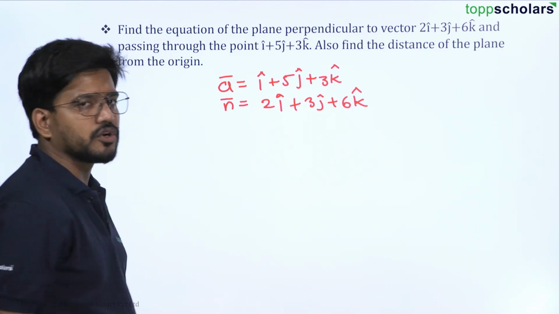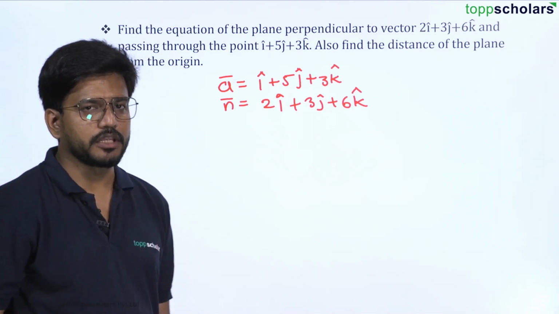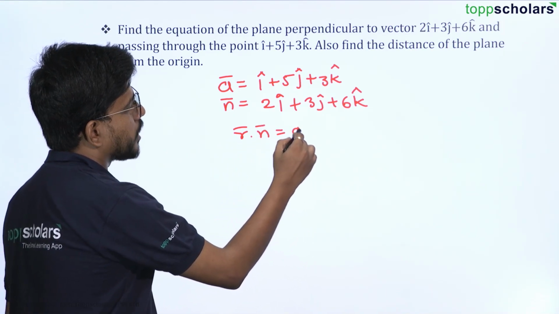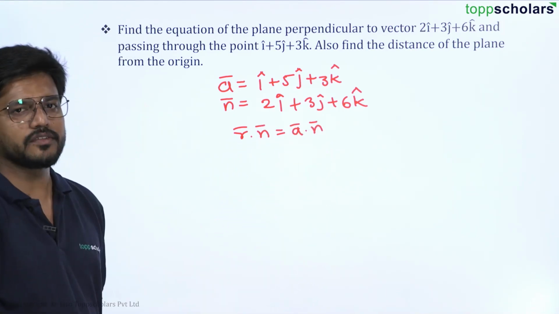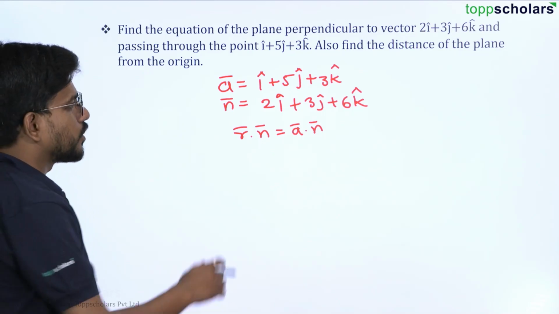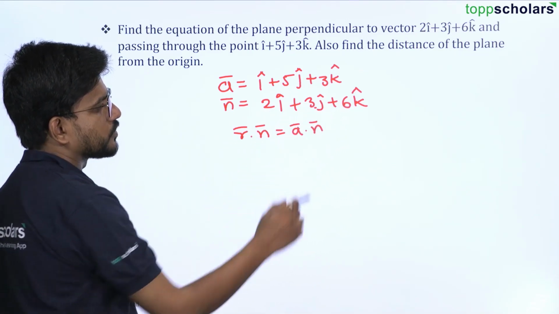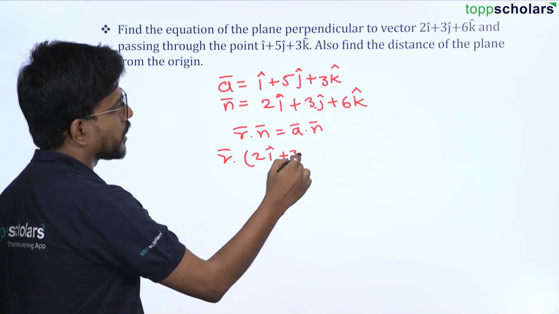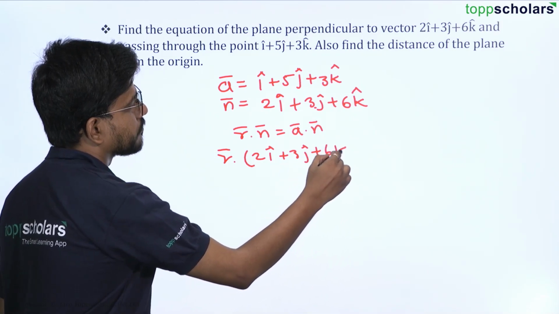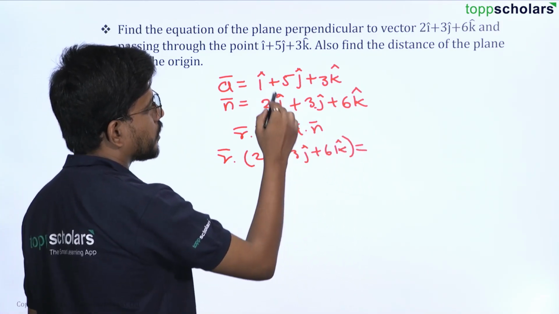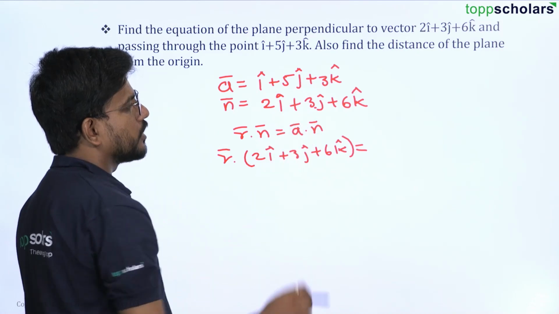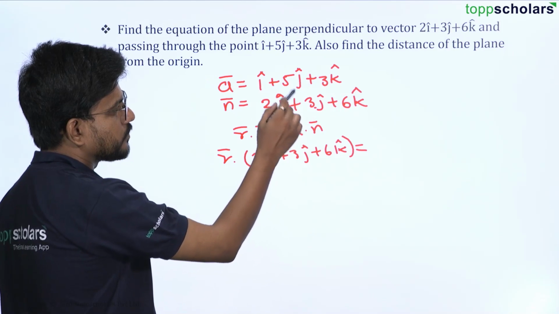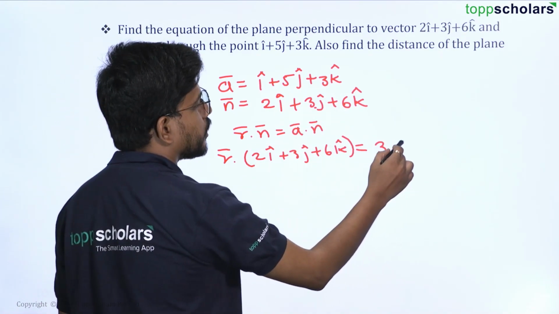Okay. Now what do I need? I need the equation of the plane. Equation of the plane is simply r bar dot n bar equal to a bar dot n bar. That is the equation of the plane, right. Now what is n bar? N bar is 2i cap, 3j cap, 6k cap, right. So I will write down r bar dot 2i cap plus 3j cap plus 6k cap equal to a bar dot n bar. 1 into 2, 5 into 3, 15 and 3 into 6, 18. So 2 plus 15, 17, 17 plus 18, 35.